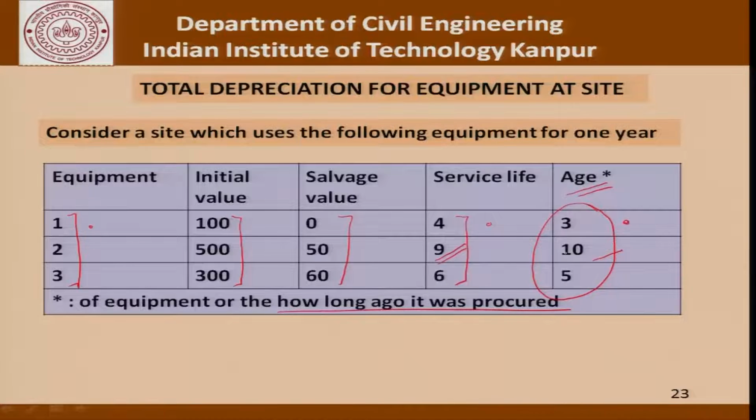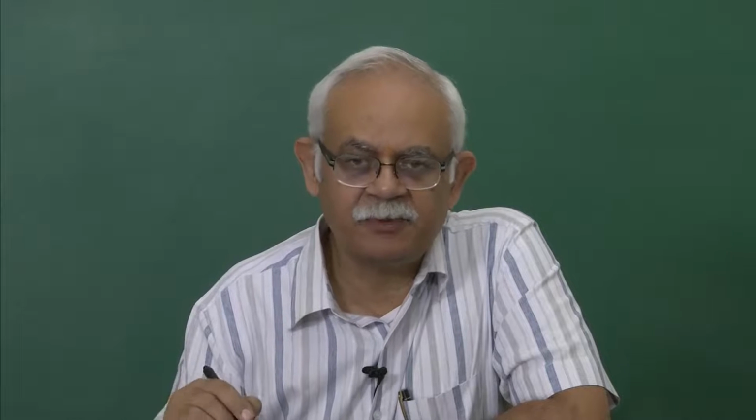That is, it had already gone beyond its service life. Similarly, in the case of equipment 3, the service life being 6 years, the age of the equipment when it was brought to this site is 5 years. So, if we complete this table for any given site, we would be able to determine the total amount of depreciation in equipment that is happening while that equipment is being used at that particular site.